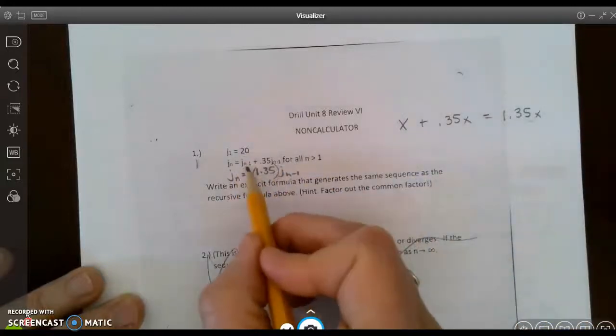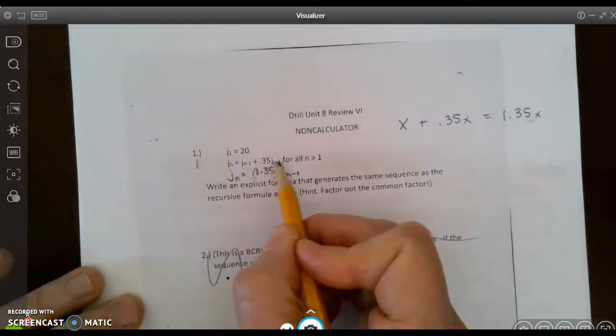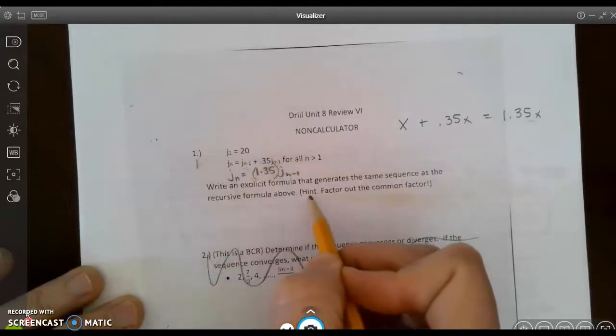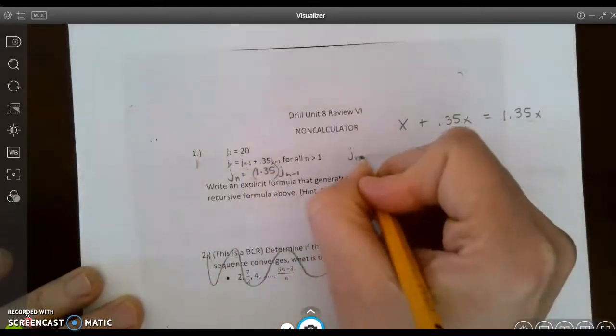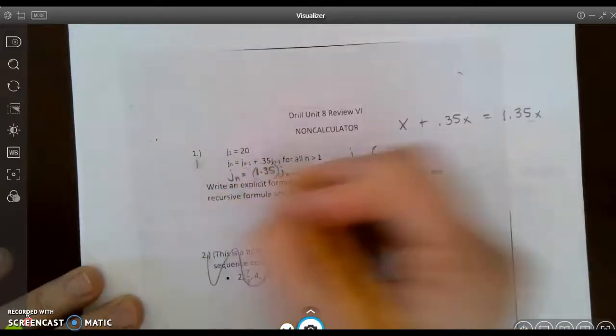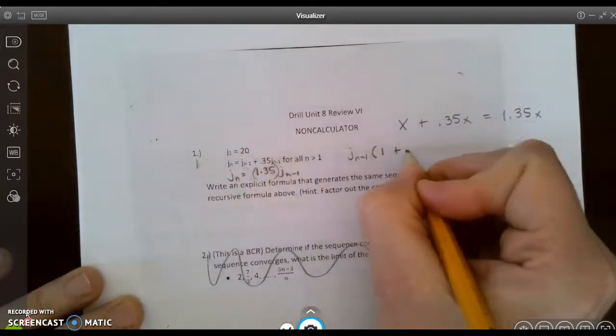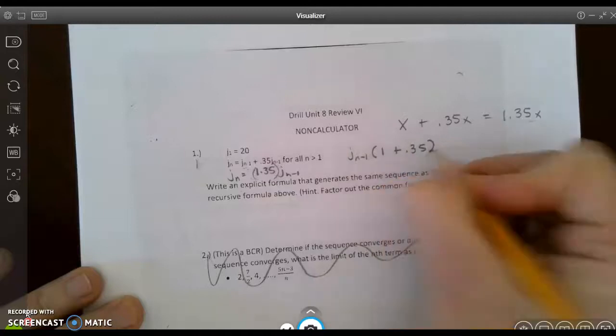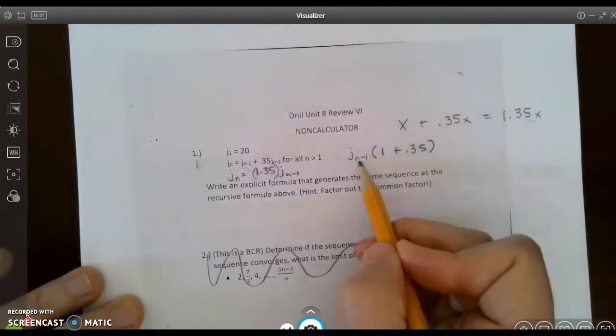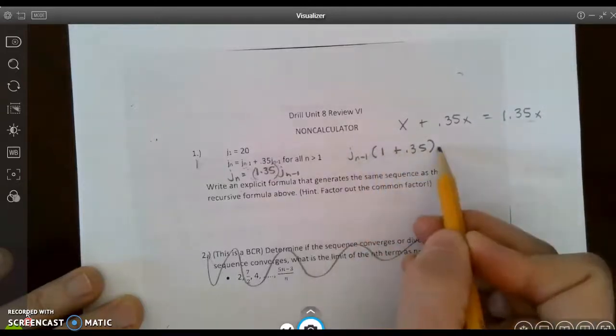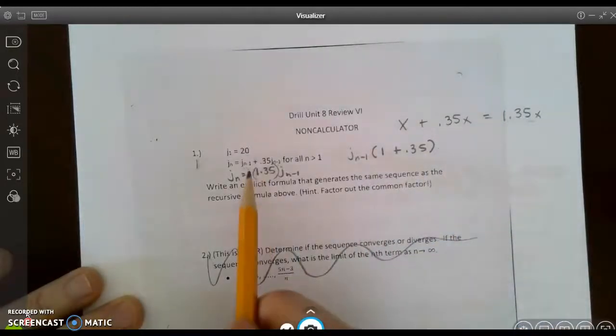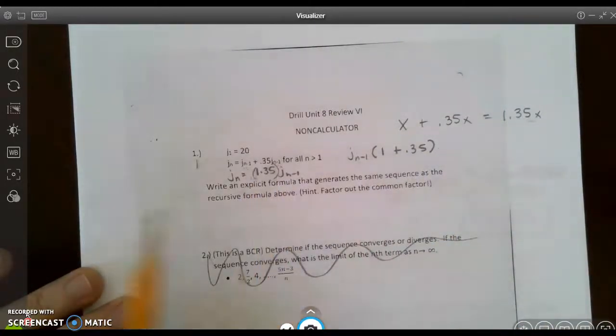Another way to think about it is see how they each have a j sub n minus 1. Try factoring it out. J sub n minus 1, if you factor it out, would be a 1 here plus 0.35 there, and you still get the previous term times 1.35. Either way, you're taking the previous term and multiplying it by 1.35.